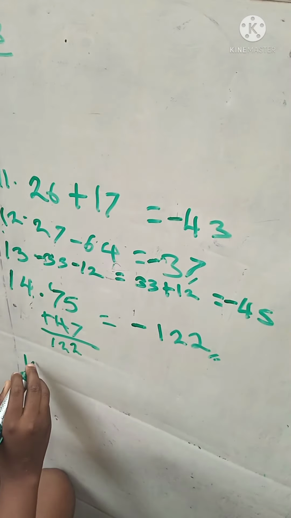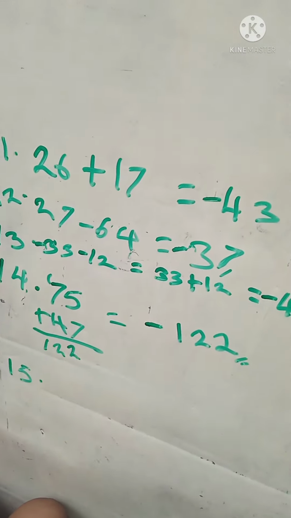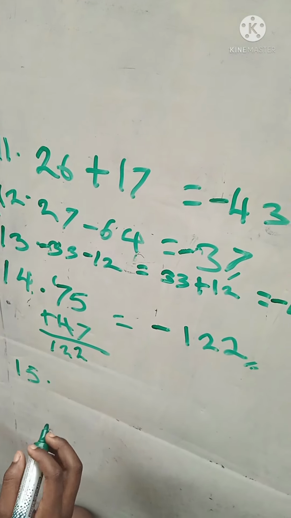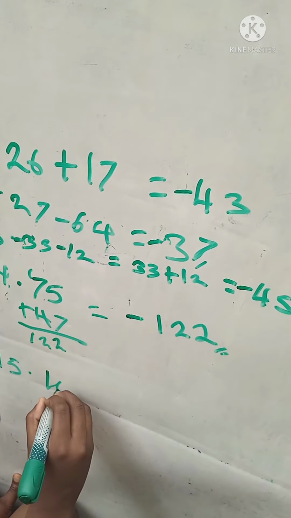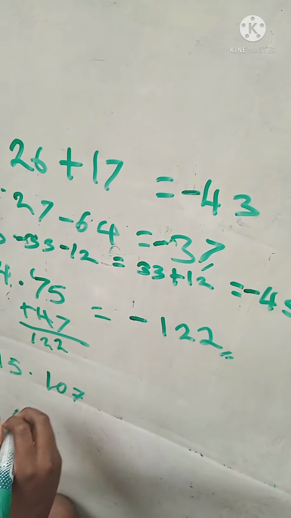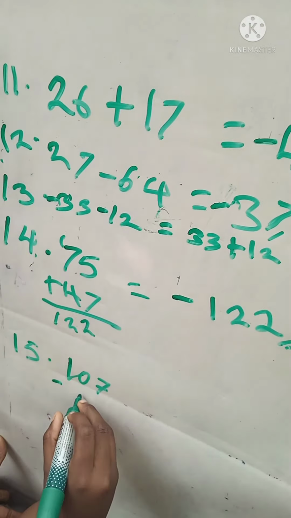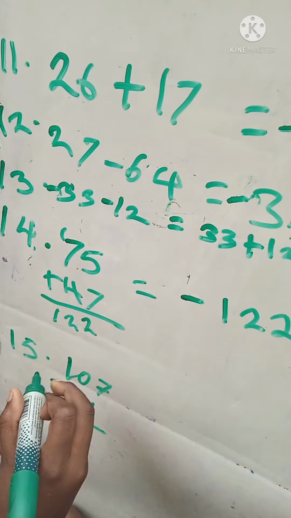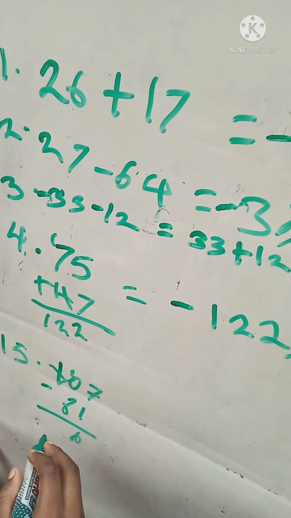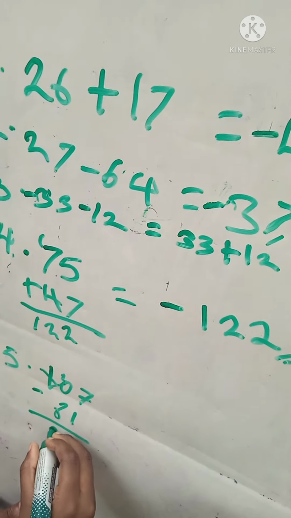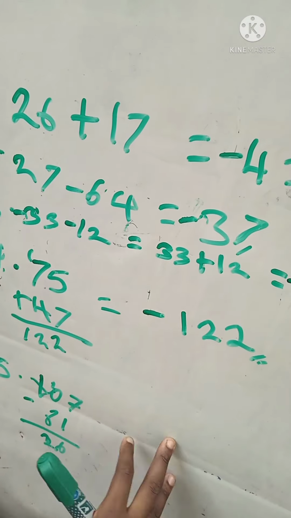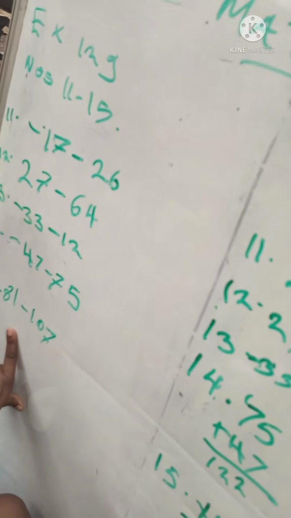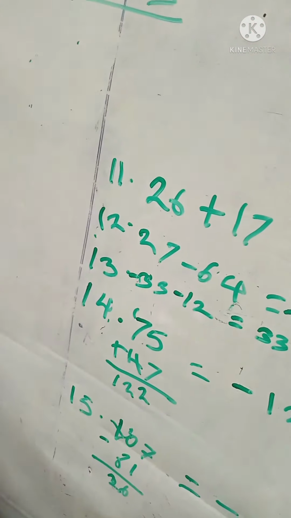Yes. So let's go to the next question, also the last one, which will be 81 minus 107. When you're subtracting, you have to turn them around. So it's now turned to 107 minus 81, so you don't mix up the numbers. 107 minus 81 equals 26. And now the sign that the bigger number carries is negative. So it will equal minus 26.